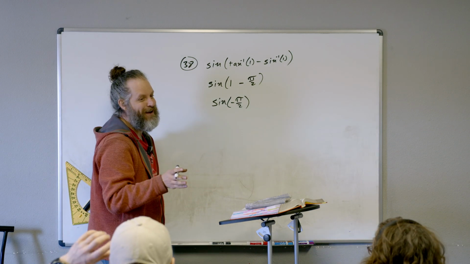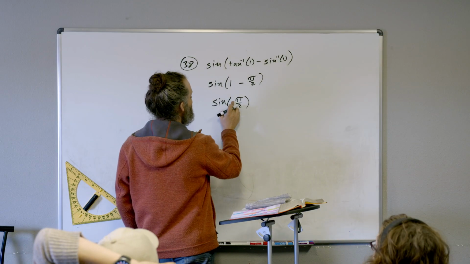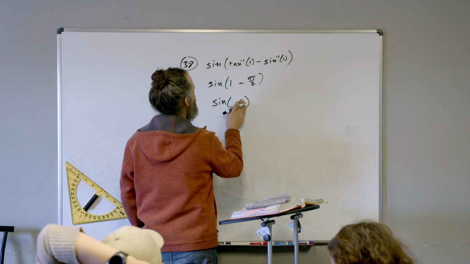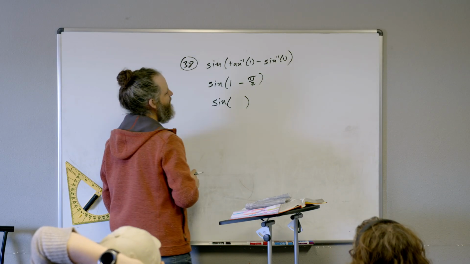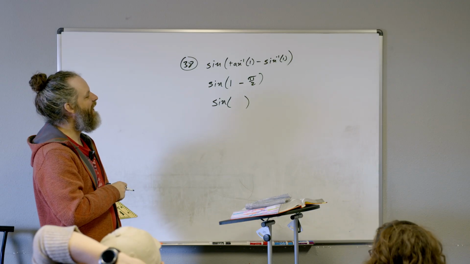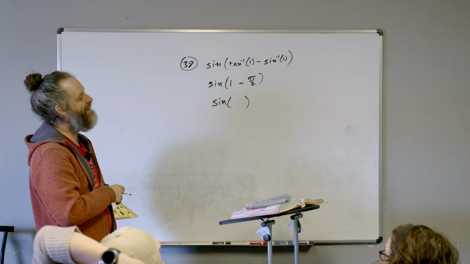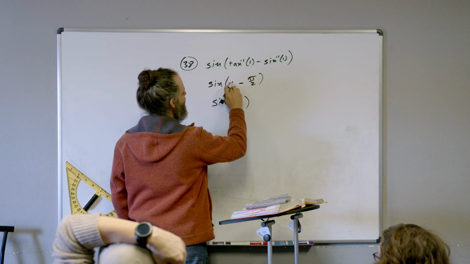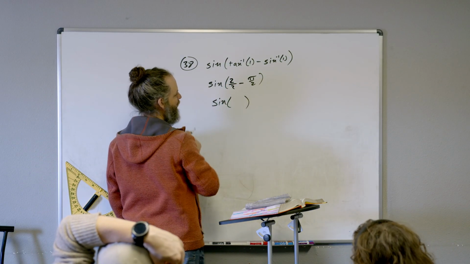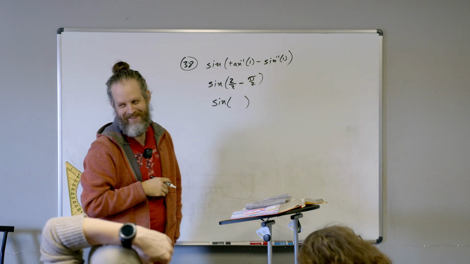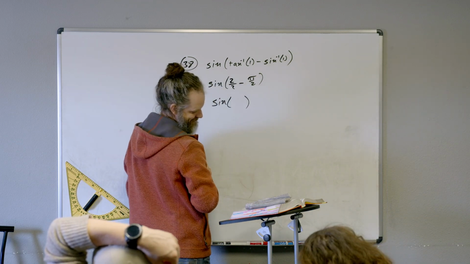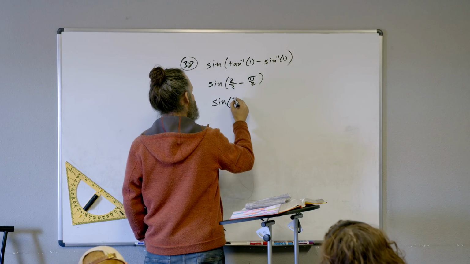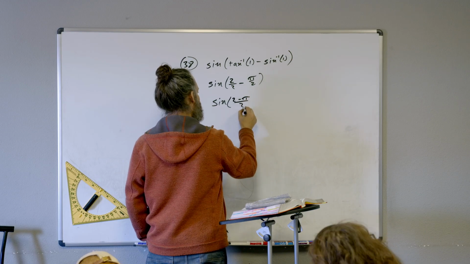I promise I'm not writing random stuff for no reason. Can we write it out fully? Because I am so confused. I am writing it out fully. 1 minus pi over 2 is what we're doing, yeah? So how do we do 2 over 2 minus pi over 2, right? Which would be 2 minus pi over 2.